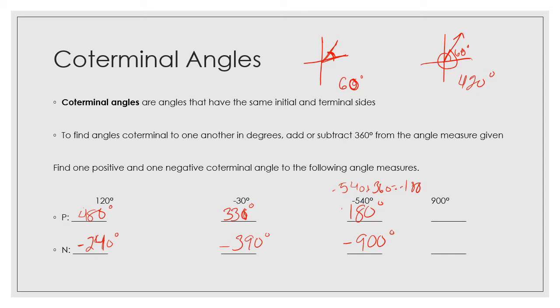Last one, 900. So again, if I add 360, I get 1,260 degrees. Subtracting 360 from 900 gets me positive 540. That's not going to work. So then if I subtract 360 again, that still gets me a positive 180. That one also is not going to work. So then if I subtract 360 again, that gets me negative 180 degrees. So that's how that played out.